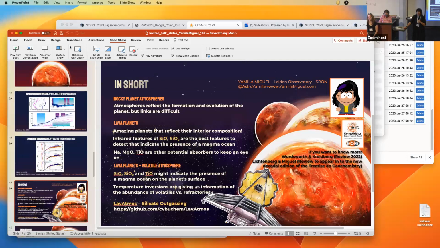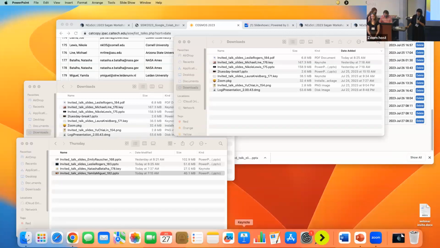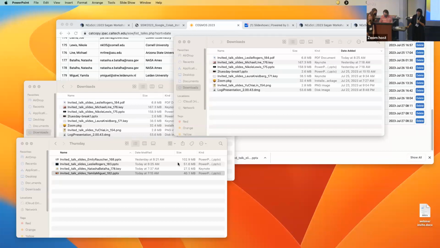Yeah. So this online question asks, is it possible to predict the age of the planet from the outgassed atmospheric compositions that we get from the modeled or observed transmission and emission spectra?